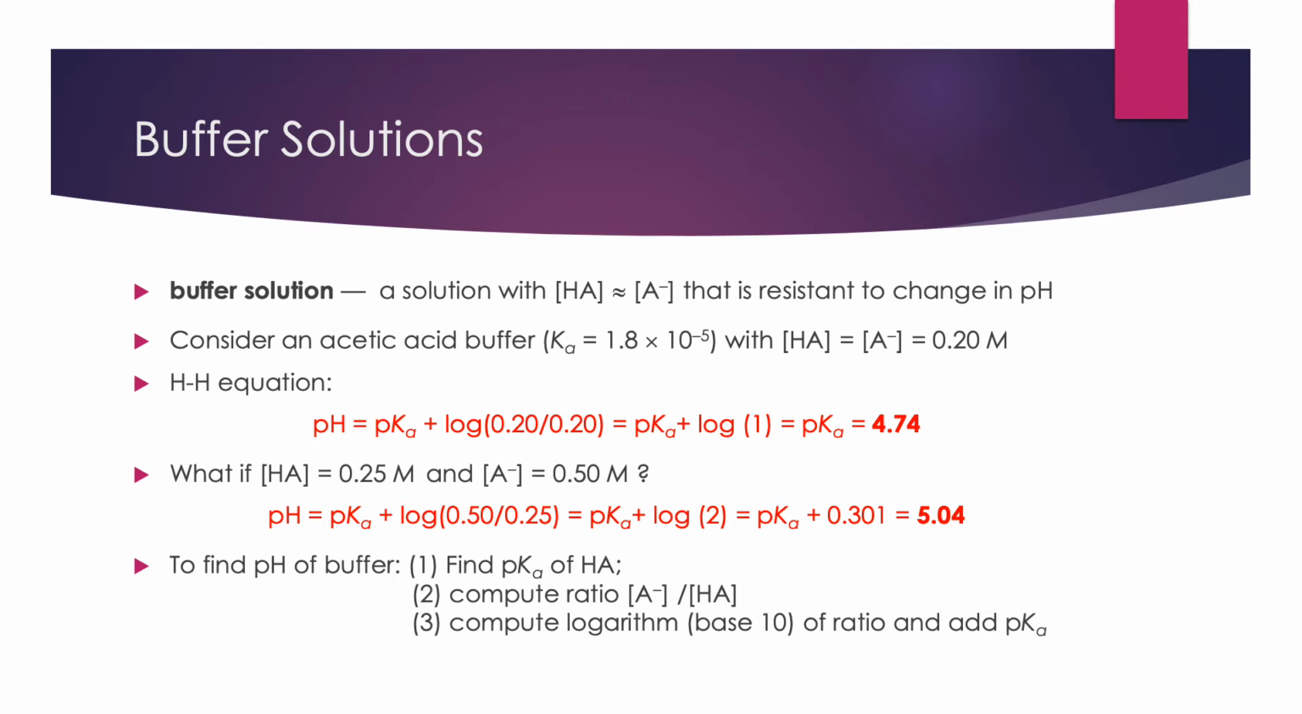So this gives us a prescription for finding the pH of a buffer solution. We're going to first find the pKa of the weak acid. We're going to compute the ratio of the two concentrations that are the conjugate base and the undissociated weak acid. And we're going to compute the logarithm base 10 of that ratio and add it to pKa, and that will give us the pH. So it's a very simple prescription, and one that I hope you can implement quite readily on your calculator.